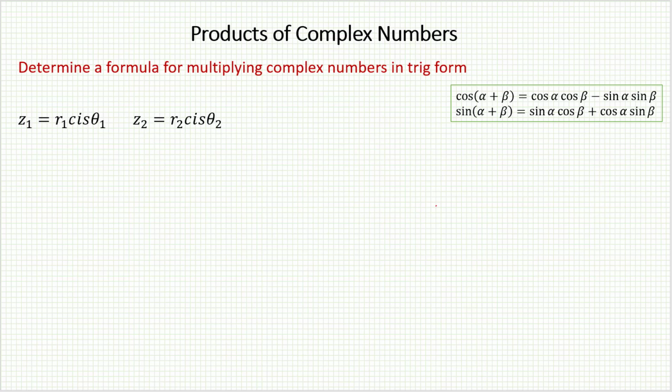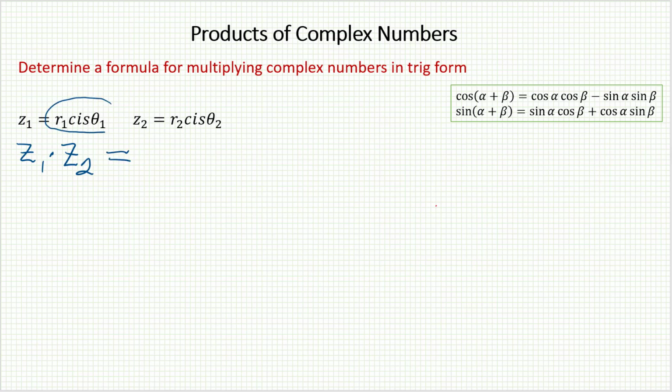Products of complex numbers. Let's say I have two complex numbers given to me in our trig form. I have r1 cis theta 1 and r2 cis theta 2, and I would like to multiply those two complex numbers together. Is there an easy way I can do this? Well, let's see if we can come up with a formula.